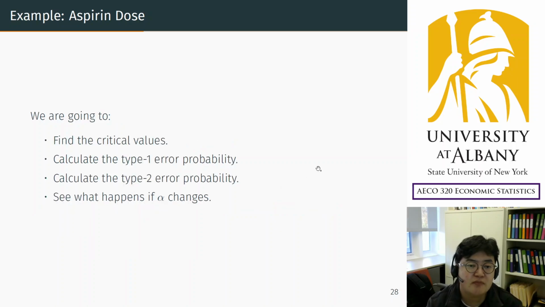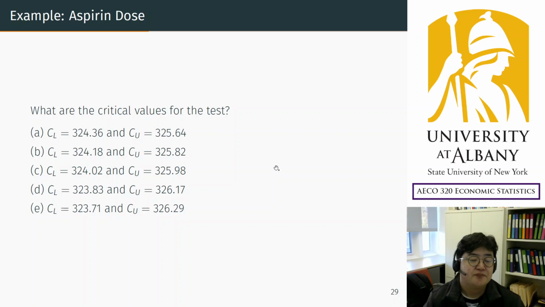Okay. So we are going to first find the critical values, of course, and then we'll calculate type 1 error probability, type 2 error probability. Then we will see the numerical changes when alpha changes with numerical examples. Okay, so first, it is your exercise.